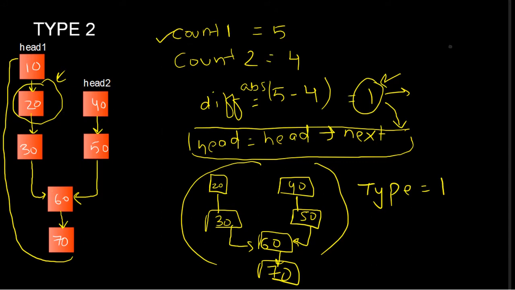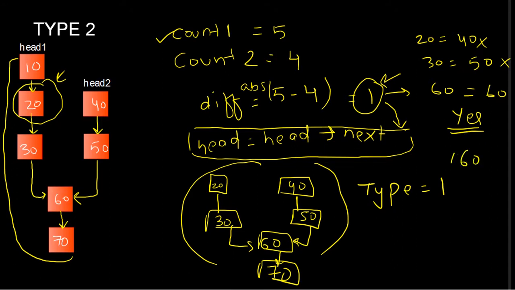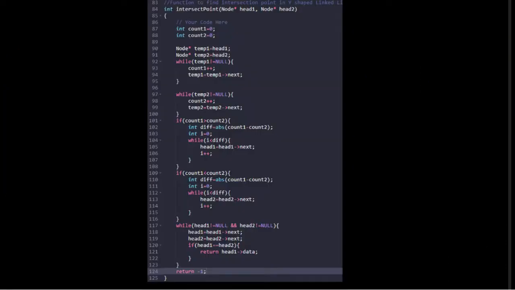Now if we try here, as you can see, is 20 equal to 40? No. Increment. Is 30 equal to 50? No. Increment. Now is 60 equal to 60? Yes, 60 is equal to 60. We found the element: 60 is the intersection point. So I hope this technique was clear to all of you.